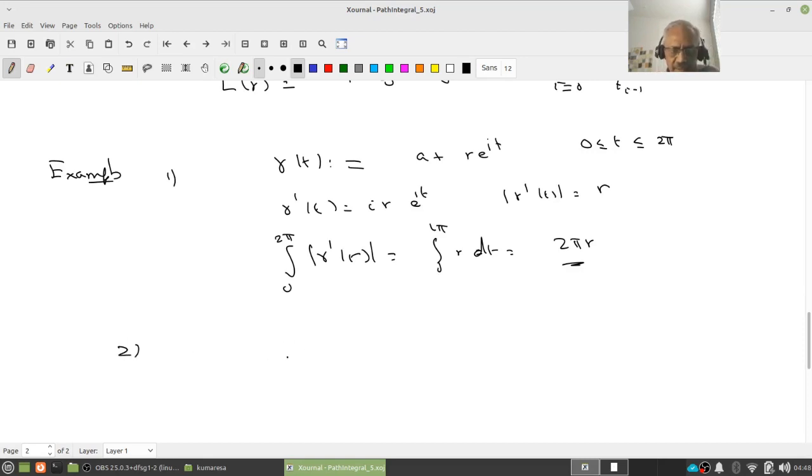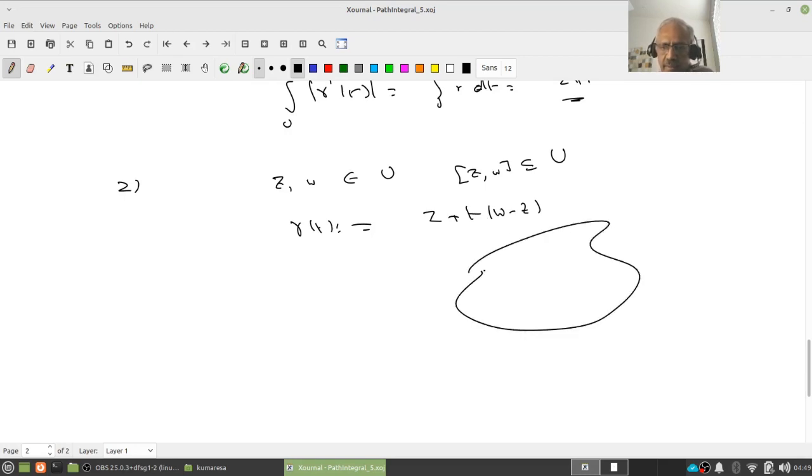Let us start with 2 points z and w in u, so that the line segment zw is contained in u. Then let's look at the line segment path gamma t equals z plus t times w minus z, right? So this is my z, this is my w, this is the line segment. Now what is gamma prime t? This we had already computed, it's w minus z. Therefore, modulus of gamma prime t is mod w minus z.